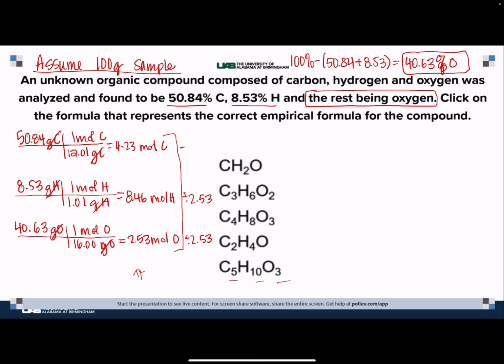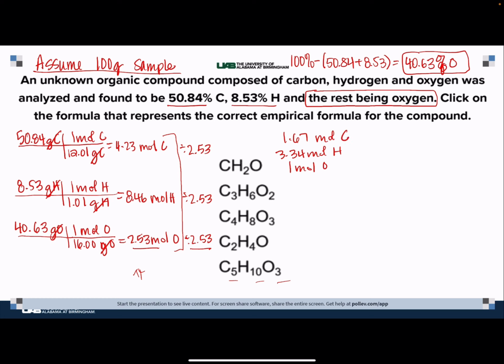What this does is ensure that we have at least one whole number, because anything divided by itself is going to be 1. So at the end of the day, I'll have 1 mole of oxygen, 3.34 moles of hydrogen, and 1.67 moles of carbon.